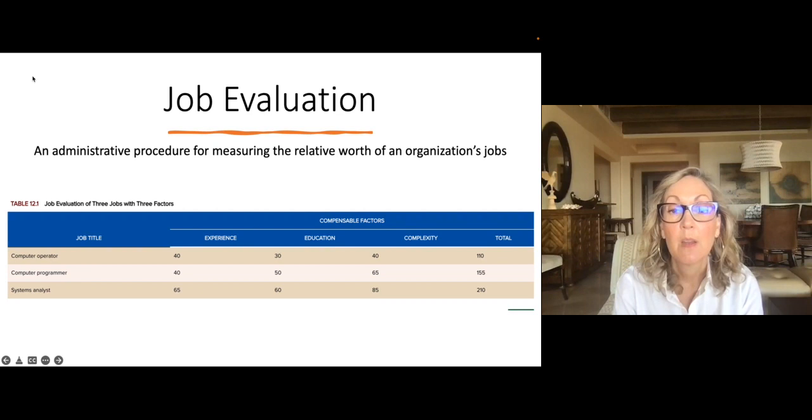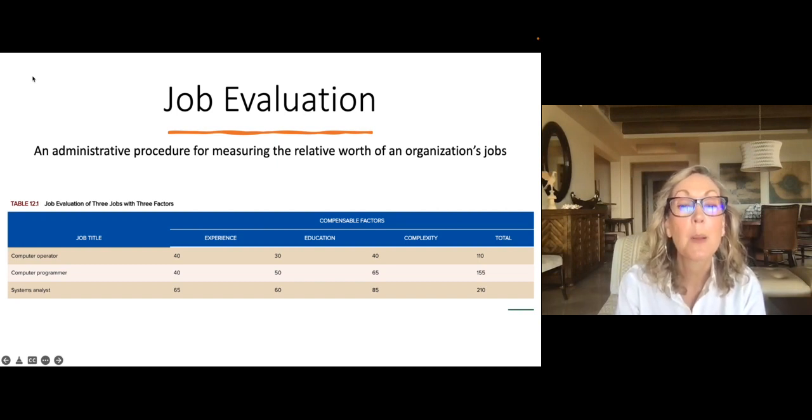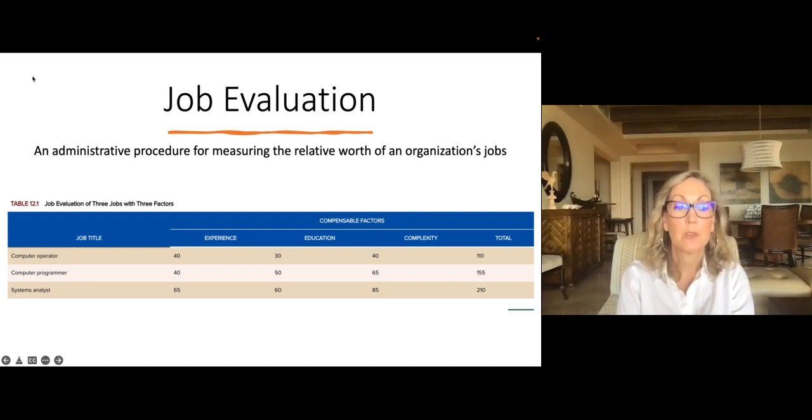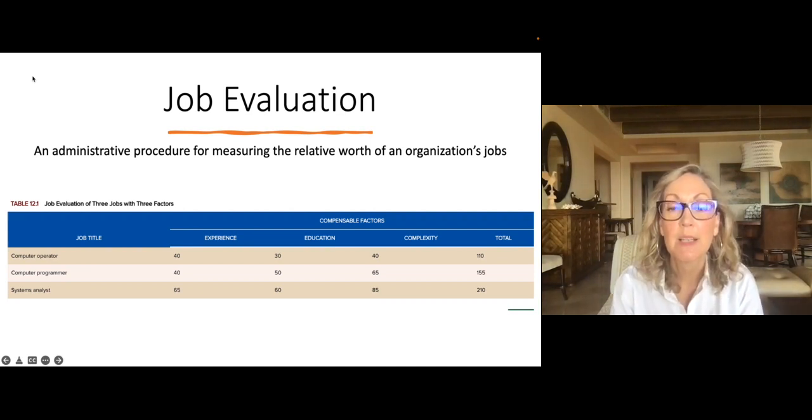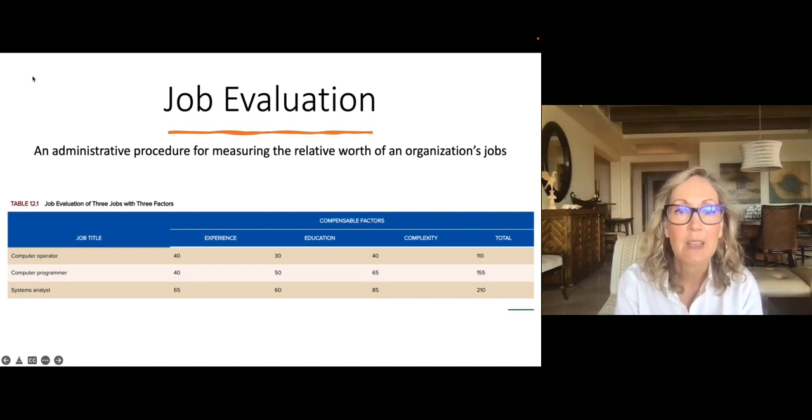What about education? You can see that there's a slightly increasing level of education you're going to need for each one of those jobs. And each of those jobs is a little bit more complex going down. So computer operator is the least complex, followed by programmer, followed by system analyst. And we are using computer jobs for this example, but if our company had an administrative person, if our company had an accountant, we could plug those into the same table and look at them in terms of experience, education, and complexity of those jobs.